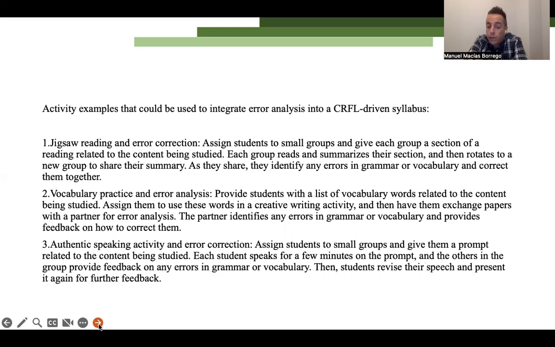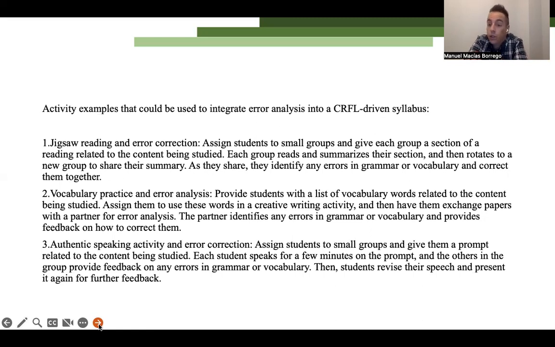Activity examples: as I said at the beginning, this presentation is very focused on the didactic approach to error analysis. So activity examples that could be used to introduce error analysis into the syllabus could be jigsaw reading and error correction, vocabulary practice and error analysis, and authentic speaking activity and error correction. I'll leave you with some descriptions of the activities.